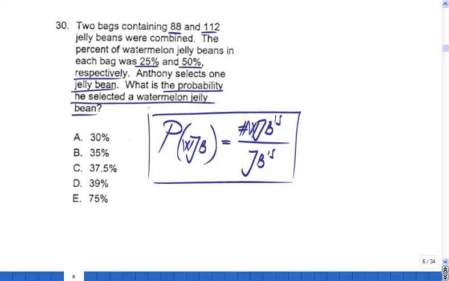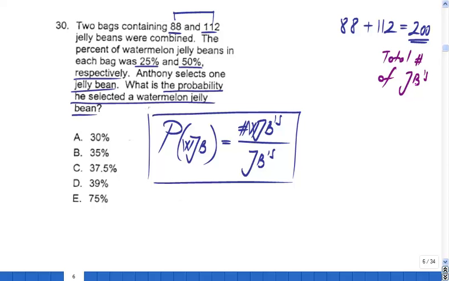Good. Well, we know that we have two bags that were put in a big one, 88 and 112. So if you combine them, the total number of jelly beans in that big bag is going to be 88 plus 112, which is what? 200, right? So I already know that 200 is the total number of jelly beans, right? But this is not enough for me, okay?